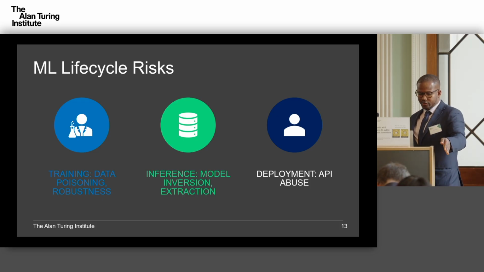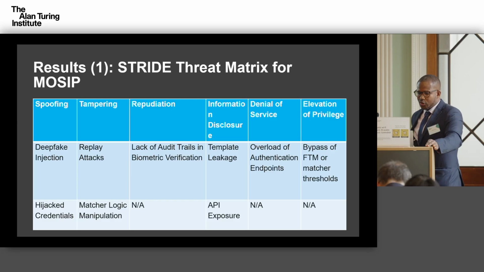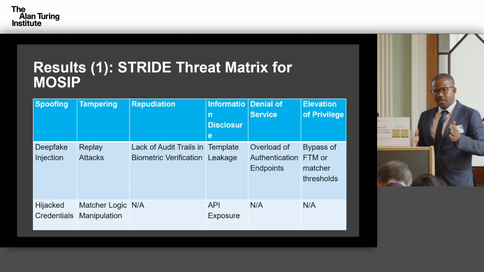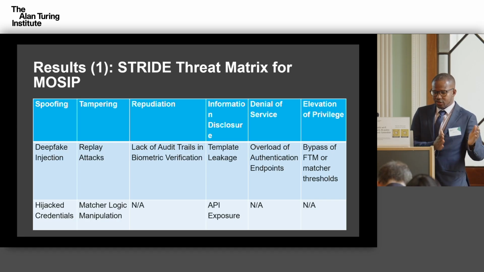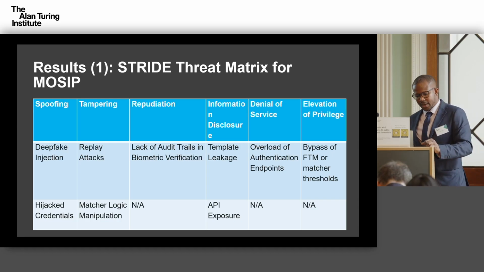So regarding the training, we realized that there were data poisoning and the need for some robustness. Then the inference aspect, there was some model inversion, then extraction. Then on the deployment, we have the API abuse. So using the STRIDE, we then categorize the results into using the STRIDE part and the DREAD part.